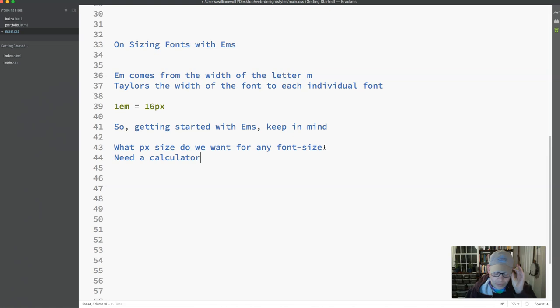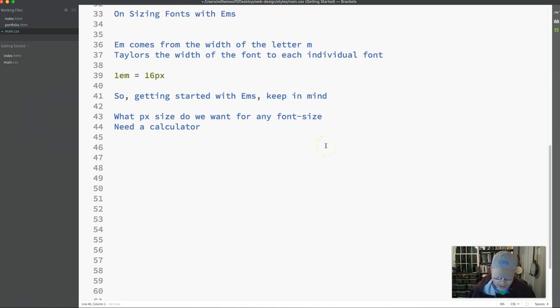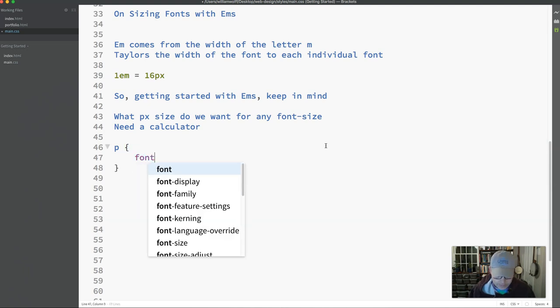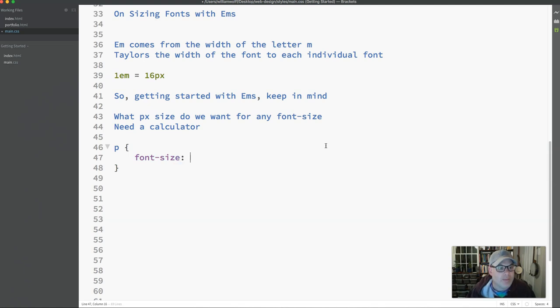So, if we are envisioning, let's say, for our paragraph, a font size, and I know I want my paragraph to have a font size of 16 pixels, that is going to mean that I will code it as having one EM. That is because 16 pixels is equal to one EM. So this is my target font size right there, and I know that 16 pixels is the same as one EM. That's easy. That's the easiest one, if you understand what that is.